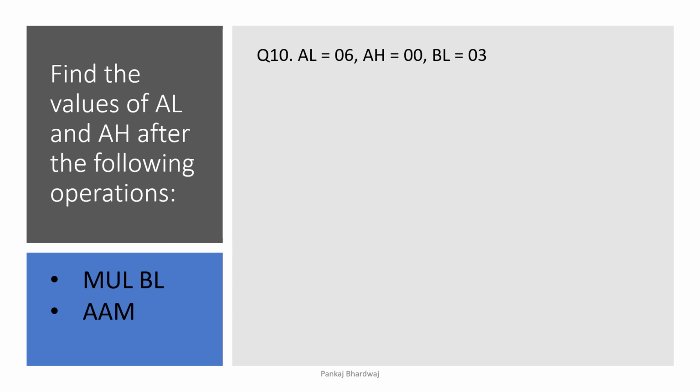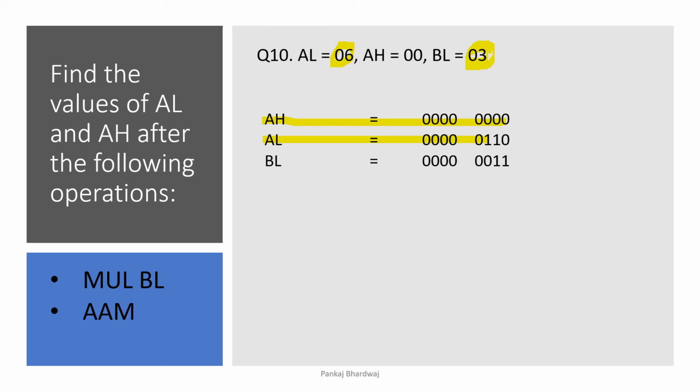And that's the answer. Next question is AL equals 6 and BL equals 3. So when we multiply 6 with 3, what do we get? The answer should be 18. Let's see if 1 and 8 come in the AL and AH registers or not. So AH is 00, AL is 00000110, that is 06. BL, that is 0000 and 0011, is 3. So when we multiply BL with AL, what we get is AH will be 00 and AL will be 12.